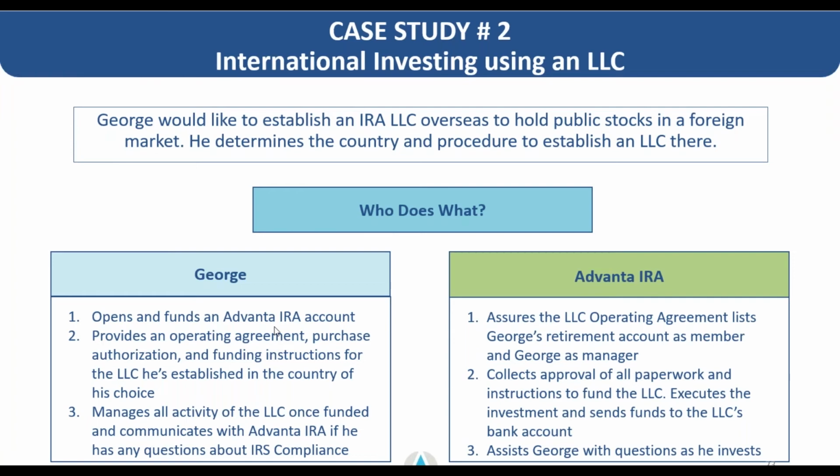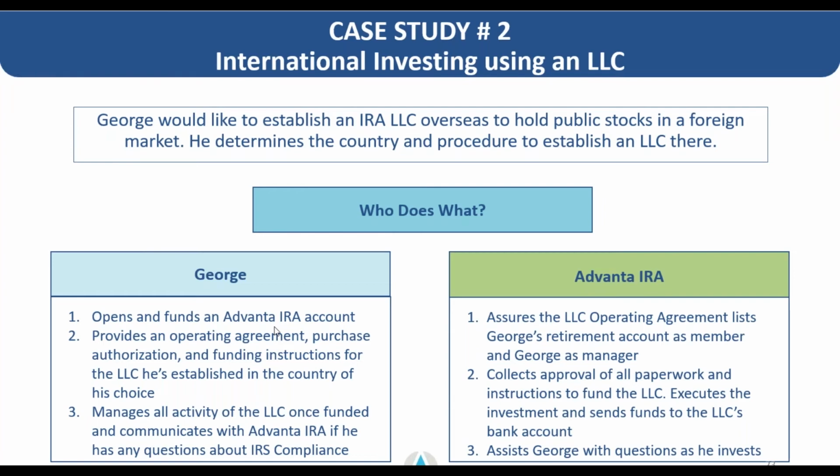We will assure that the LLC operating agreement shows that George's IRA is making the investment as the sole member. We will actually have George read and approve all of the paperwork. And again, if this is not in English, then we do require the English documents so that we can review it and make sure that the information we are looking for, typically for an IRA, is in those documents.